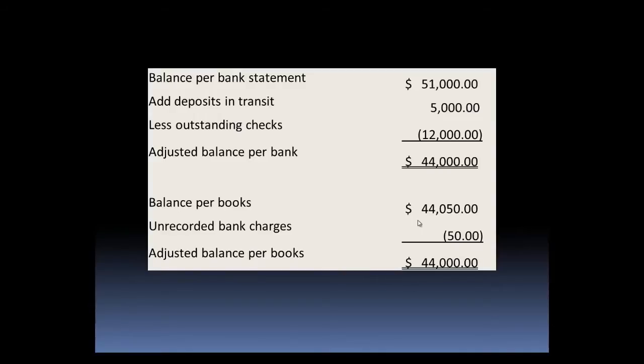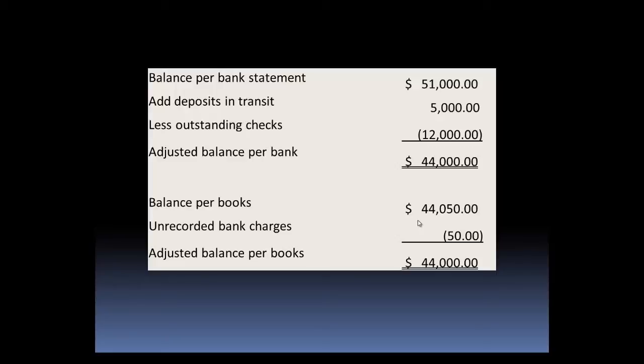Then when we look at the bank statement itself and go through and adjust it for those items, we start with the bank statement of $51,000. We have the deposits in transit and deduct the outstanding checks, so our correct bank balance is $44,000. We then do the same thing to reconcile our books to the bank statement. We start with the $44,050 that we show as a cash balance on our books. We subtract the $50 of unrecorded bank charges, so now our adjusted balance per books is $44,000.